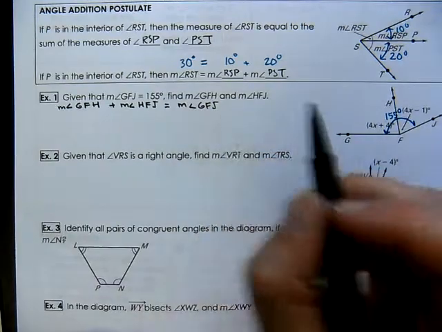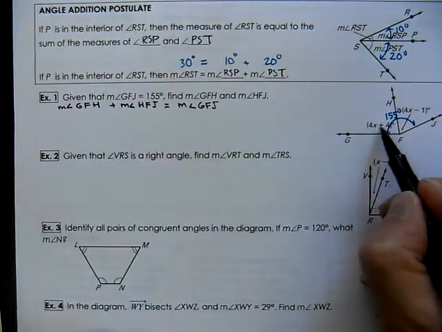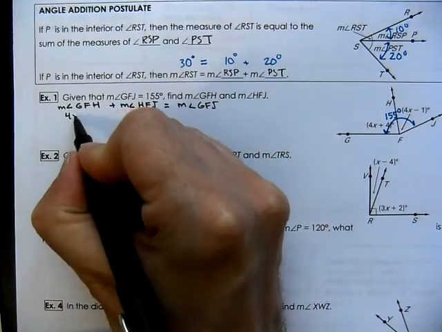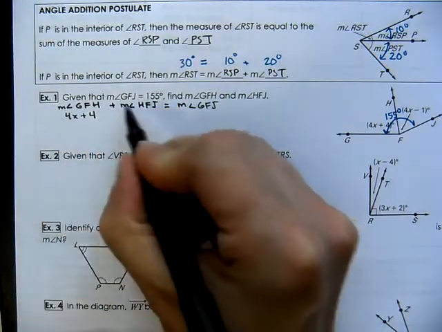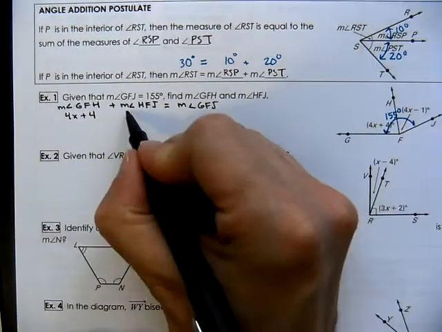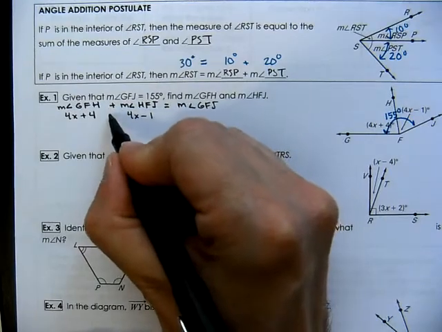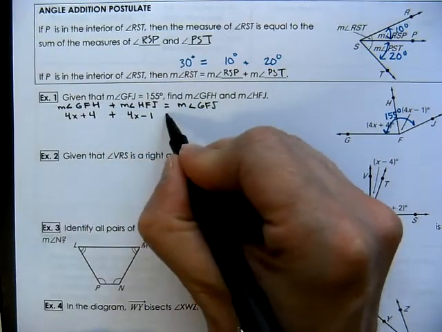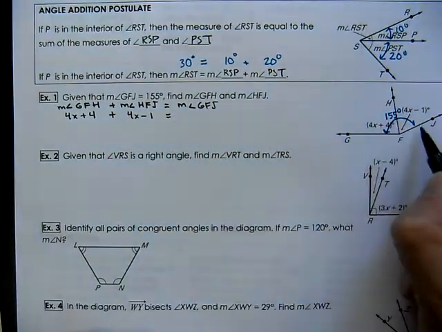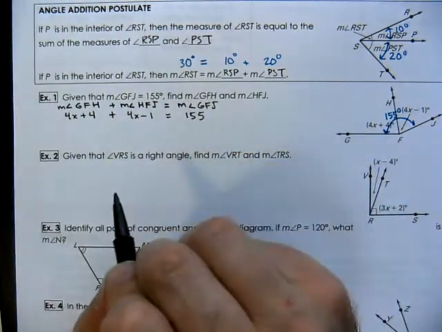But we want to start solving with numbers, so let's do our substitution. This angle on the left is represented by 4x plus 4. The angle on the right is 4x minus 1. Now we're adding these together, so there's a plus sign between those. And then that is equal to, they told us, the 155 degrees. So that's how we set up the equation.